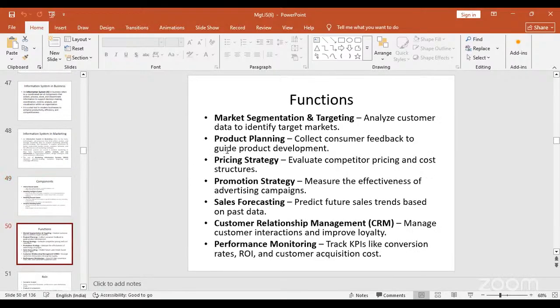So that is the components of marketing information system. So these are the functions of marketing information system. That is market segmentation and targeting, which means analyzing the customer data to identify the target markets.